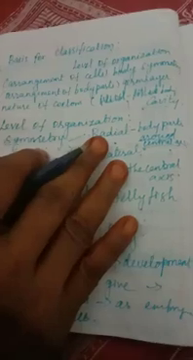Next one, symmetry. What is meant by symmetry? It is the plane of arrangement of body parts, that is called symmetry. Symmetry is of two types, radial and bilateral. What is meant by radial symmetry? What is meant by bilateral symmetry?